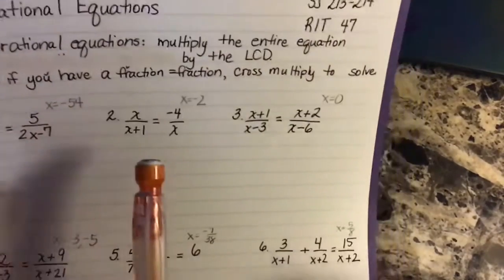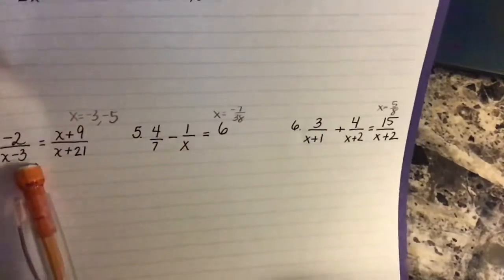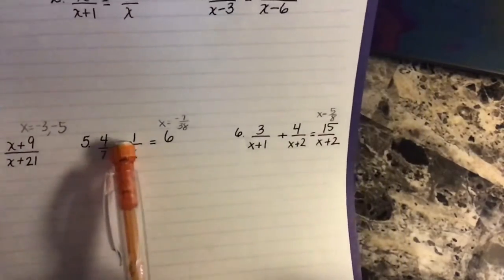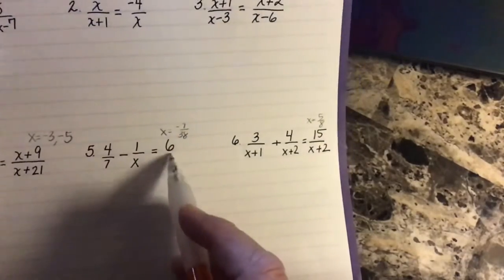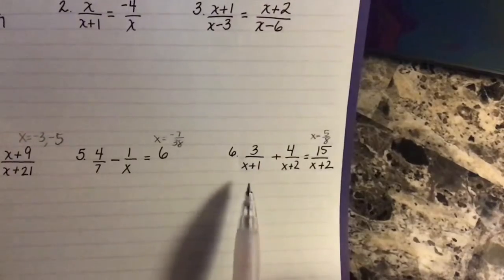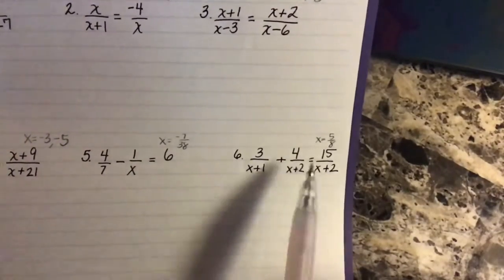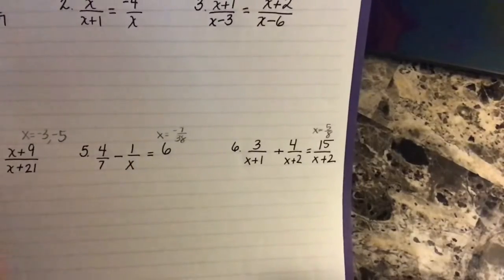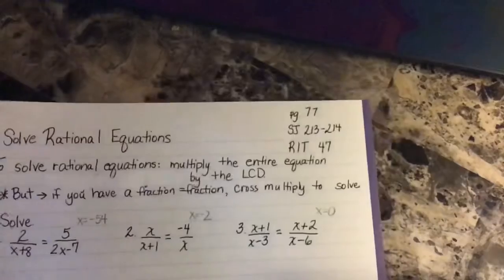Fraction equals fraction, fraction equals fraction. But look, fraction minus fraction equals, and you could call that a fraction because you could say that's 6/1. Fraction plus fraction equals fraction. So when I look at these, 1 through 4 have a fraction equal to a fraction, I can cross multiply and solve these, and that's what we're going to do.